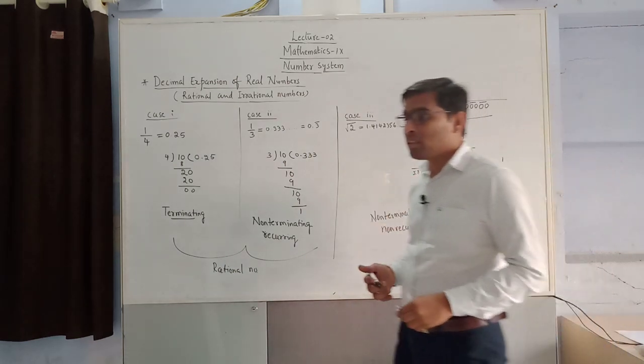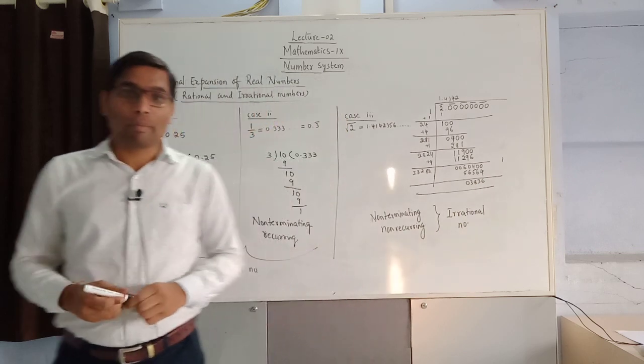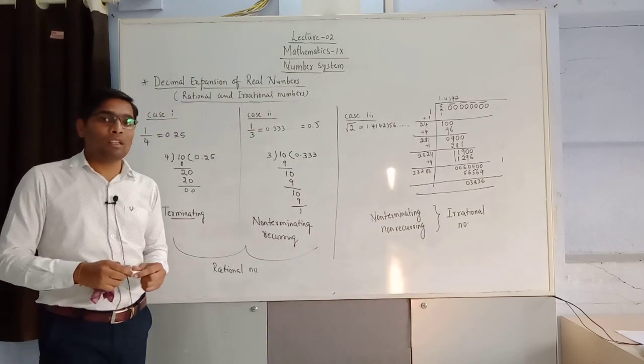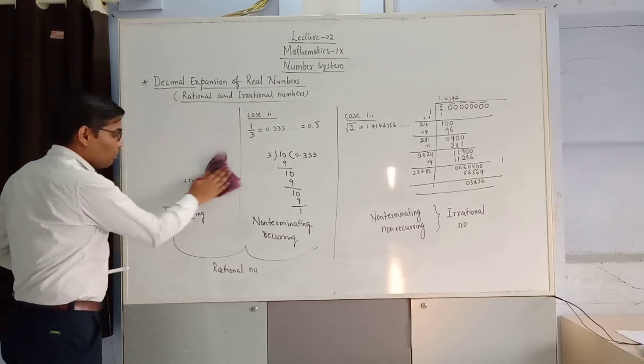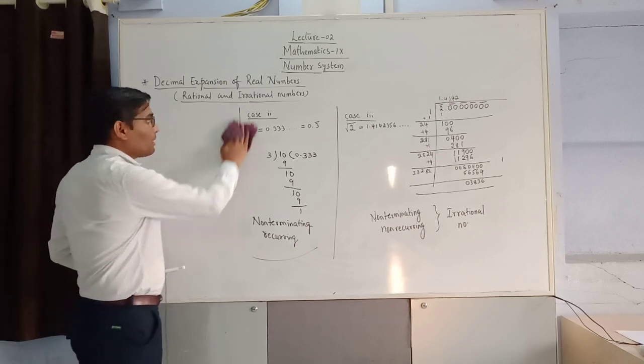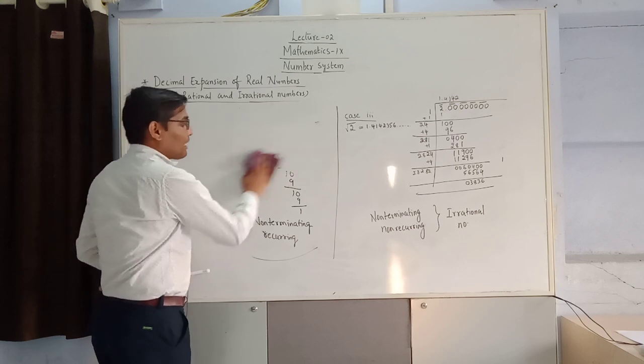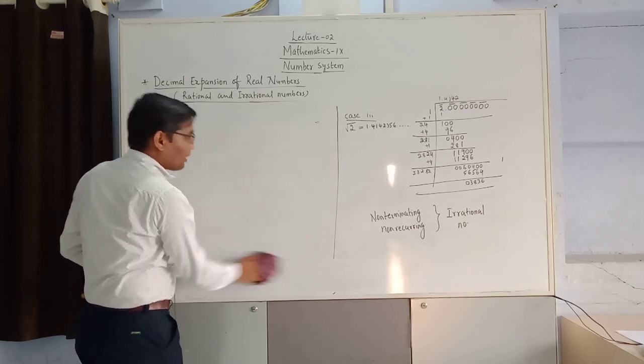Now, after this, we will discuss some examples based on the decimal expansion of rational and irrational numbers. Now, let's discuss some problems related to the decimal expansion of rational and irrational numbers.